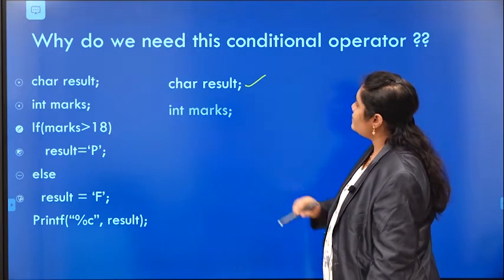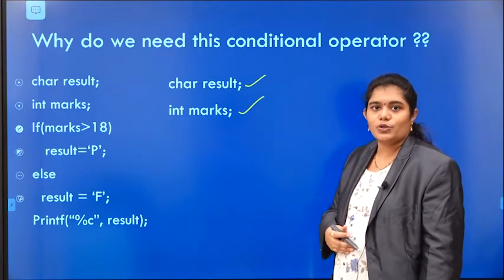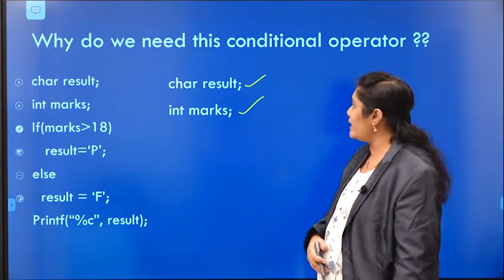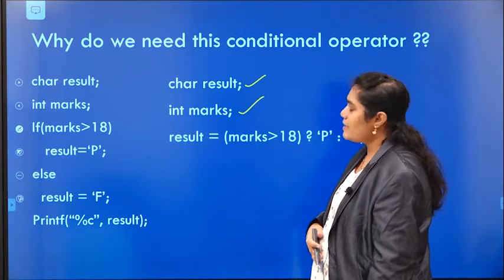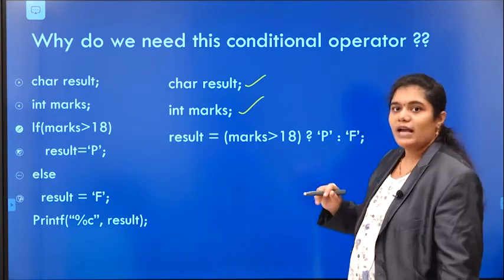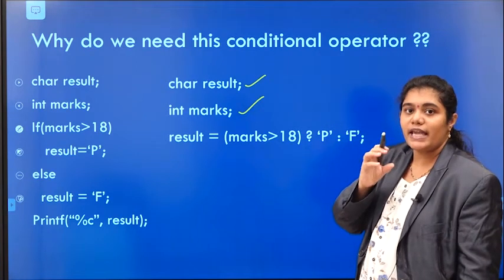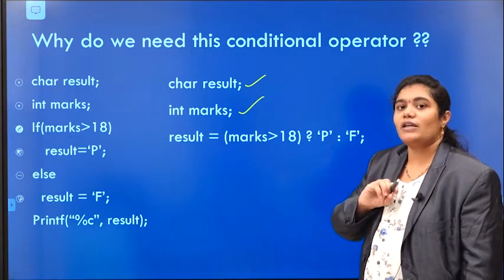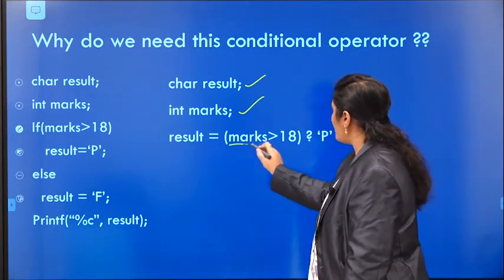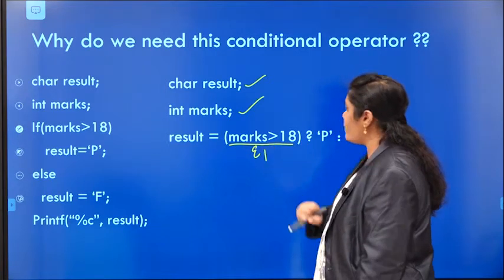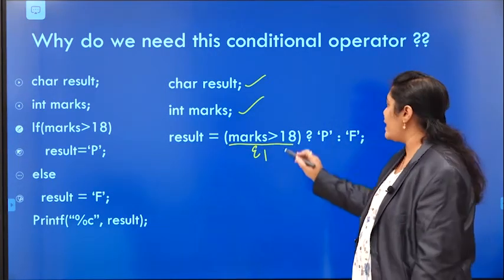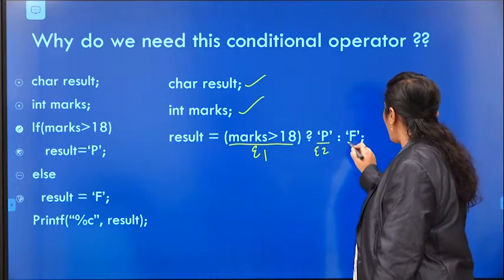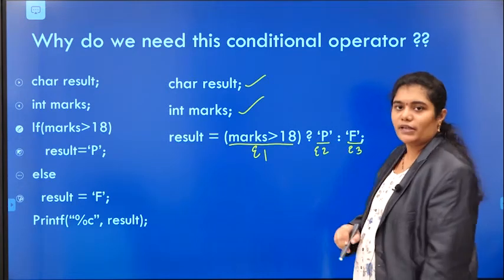Char result, int marks. I need to declare these two variables. Whether you have a conditional operator or not, you have to declare two variables, right? Char result and int marks. Next, instead of an if condition, I am just taking a question mark operator, or a conditional operator, or a ternary operator, right? So marks greater than 18 is expression 1, and this is expression 2, and this is expression 3, right?